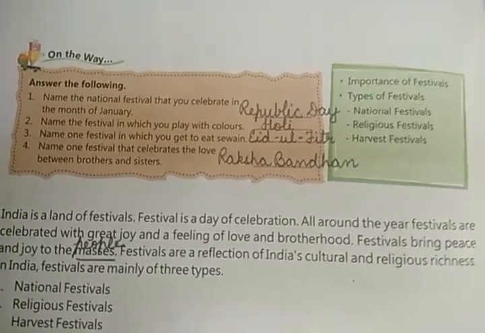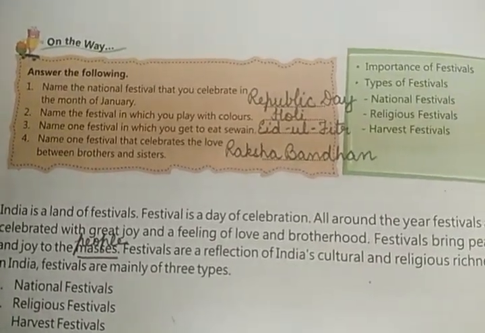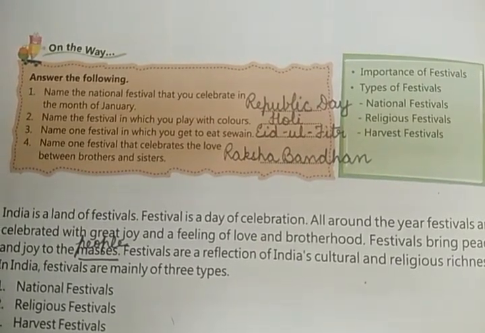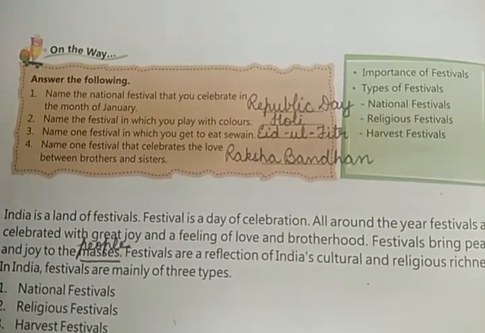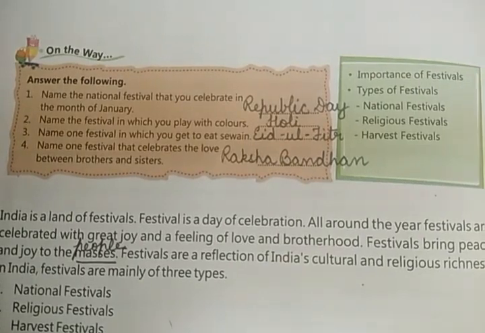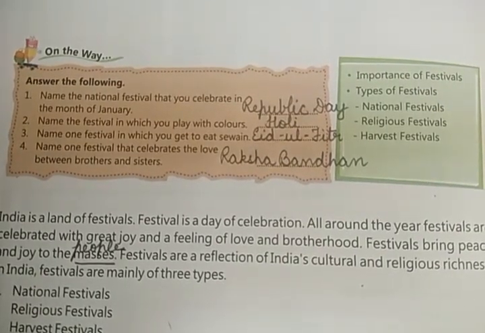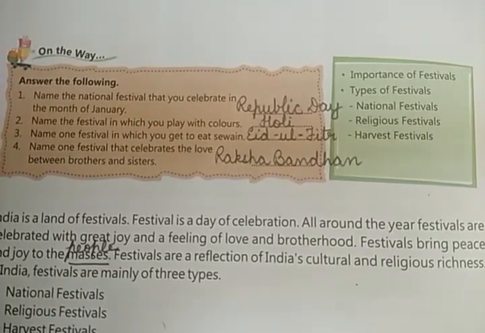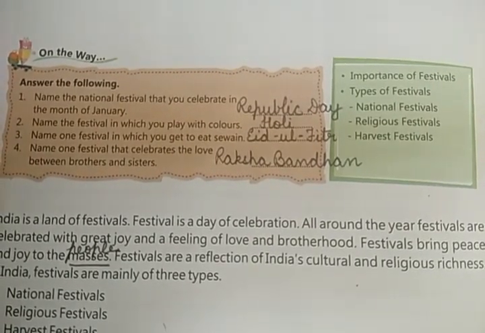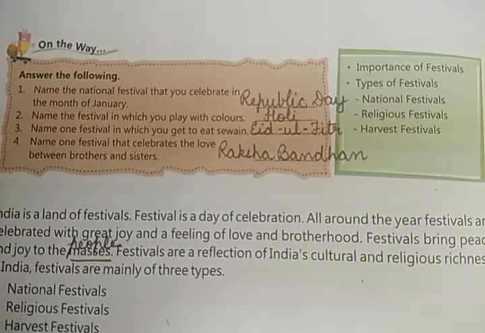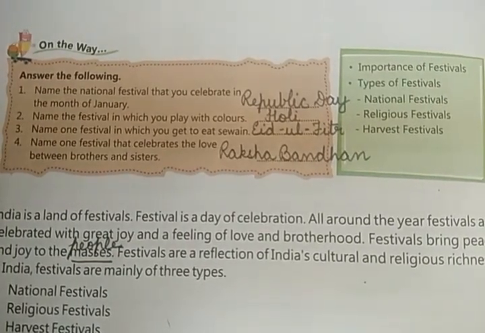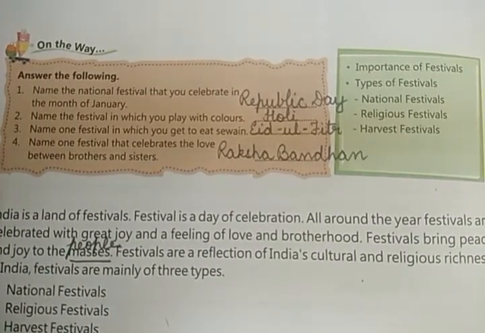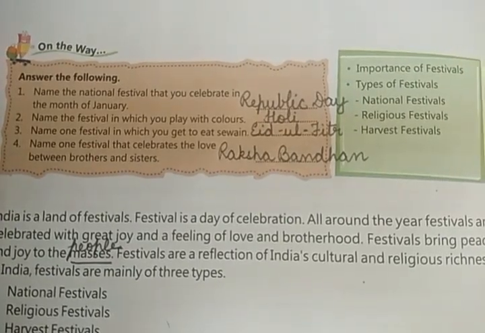Before we start with the explanation of the lesson, let's do the questions which are given in the brown box. The first question is, name the national festival that you celebrate in the month of January. Which festival do you celebrate in the month of January? That is Republic Day. Write R capital for Republic and D capital for Day. Then second question, name the festival in which you play with colors. That is Holi.